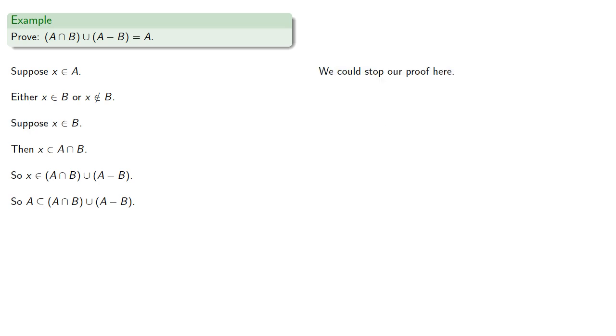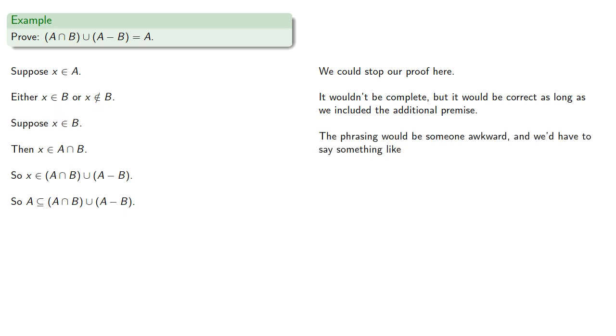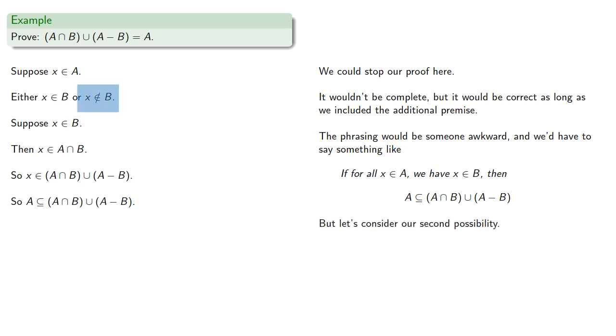Now, it's important to note that we could stop our proof here. It wouldn't be complete, but it would be correct as long as we included the additional premise. The phrasing would end up being somewhat awkward, and we'd have to state it as something like, if for all X in A, we have X is in B, then A is a subset of the union. And it's worth pointing out that sometimes you can only prove one case, and that's still a result even if it's not what we wanted. But let's consider our second possibility.